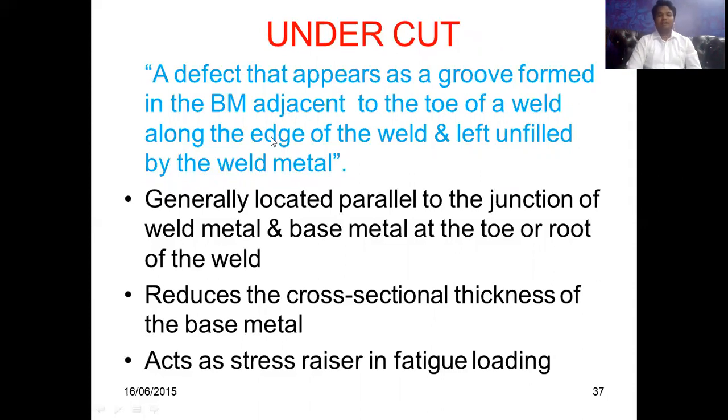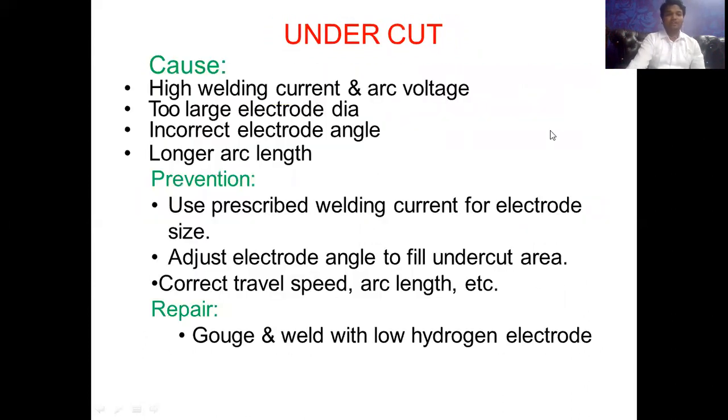Generally located parallel to the joint of weld metal and base metal at the toe or root of the weld. Reduces the cross-sectional thickness of the base metal, acts as a stress riser for fatigue loading. So the undercuts act as defects because they are stress risers in fatigue loading conditions. The different causes for the undercuts are high welding current and arc voltage, too large electrode diameter, incorrect electrode angle, longer arc length. These are the causes for the undercut.